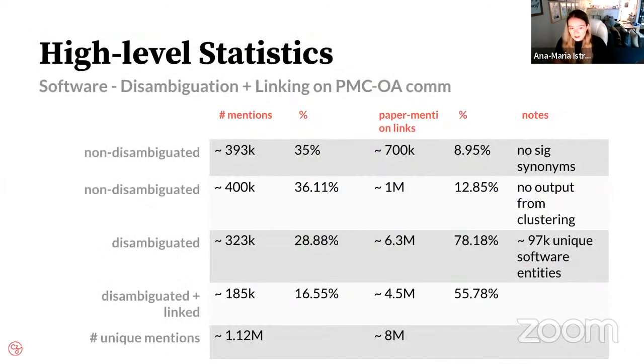So some high-level statistics through this approach. I'm looking at the third and fourth row. We were able to disambiguate around 300,000 mentions. That's a little bit less than 30% of the total mentions in our dataset, and it's mapping to 6.3 million or 78% paper mention links. We disambiguated them into 97,000 unique software entities. And we're also able to link around 185,000 mentions, covering 4.5 million paper mention links, or around 55%.